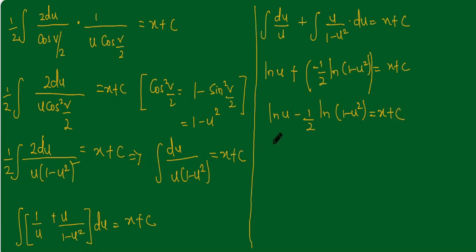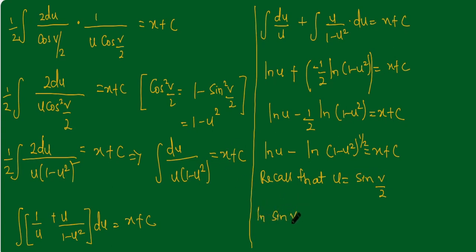We can then simplify this to be ln u minus ln 1 minus u squared raised to power 1 over 2 is equal to x plus c. Now, you recall that u is equal to sine v over 2. So we can substitute this to be ln sine v over 2 minus ln square root of 1 minus sine squared v over 2 is equal to x plus c.